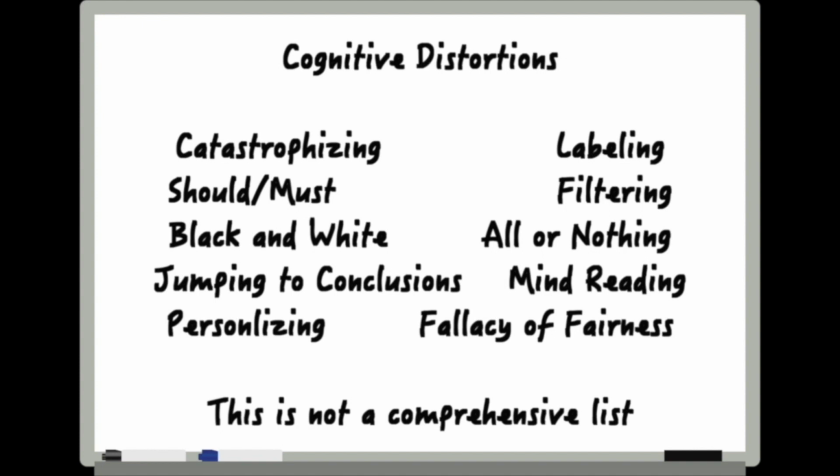The fallacy of fairness is assuming that the world is going to treat me fairly and everything will work out, when that's just not the way the world works. This is not a comprehensive list. There are lists all over online that you can find.